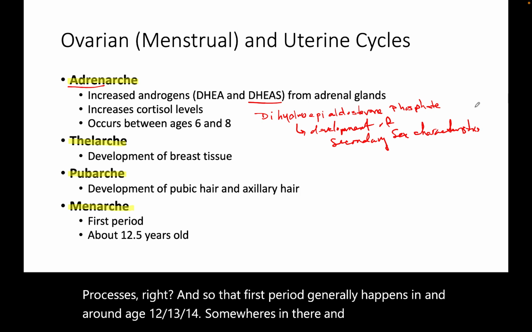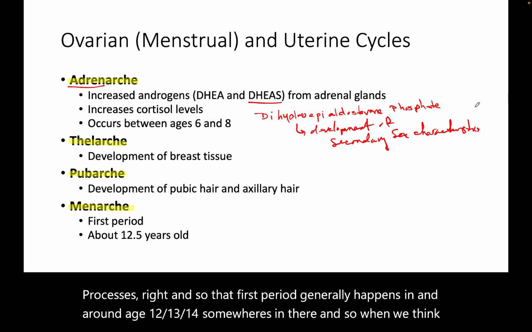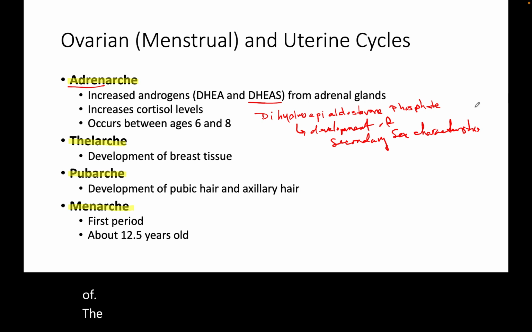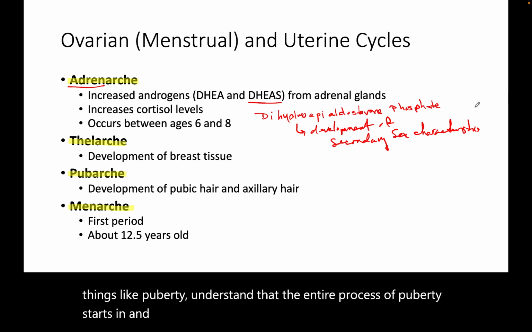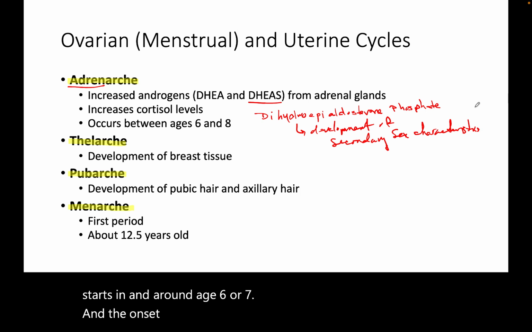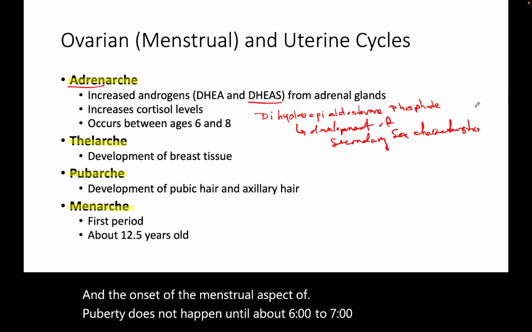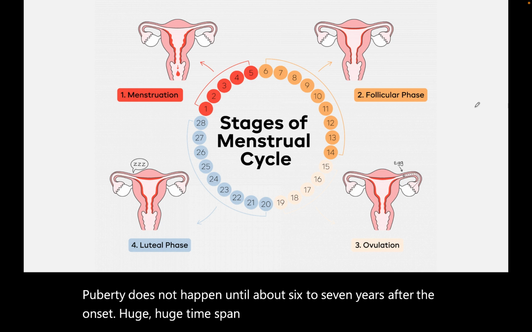When we talk about things like puberty, understand that the entire process of puberty starts in and around age 6 or 7, and the onset of the menstrual aspect of puberty does not happen until about 6 to 7 years after the onset. Huge time span there.